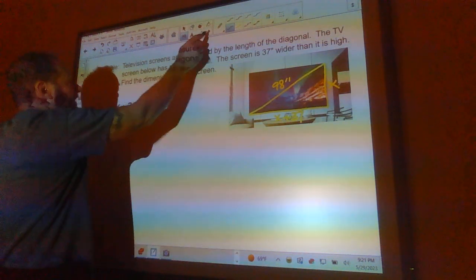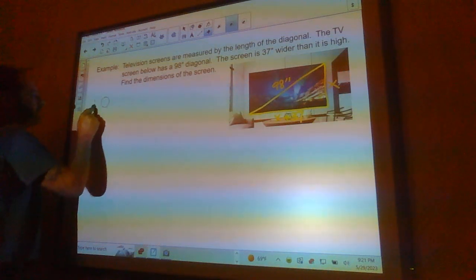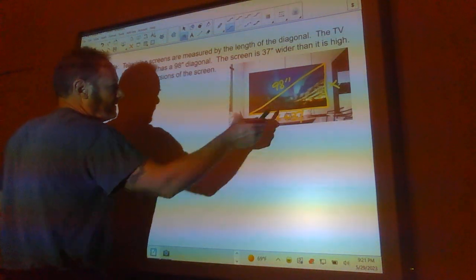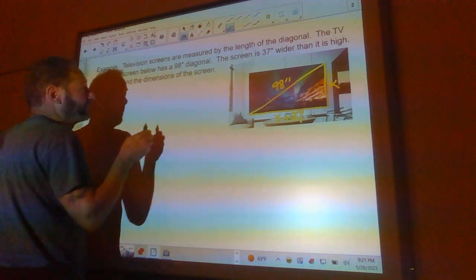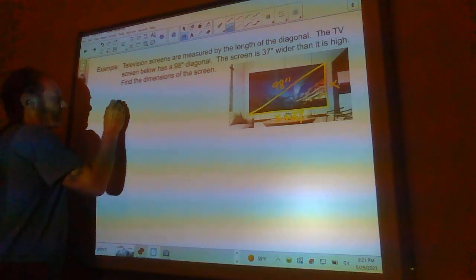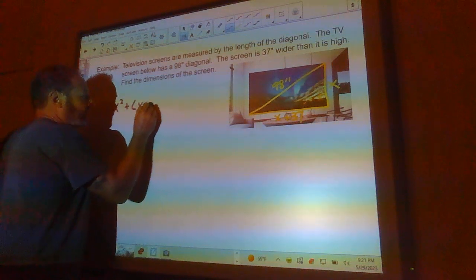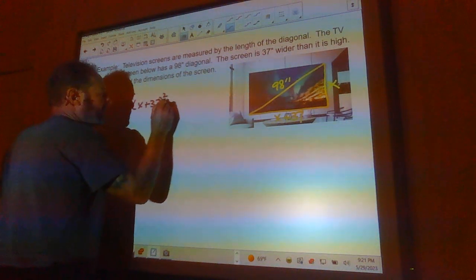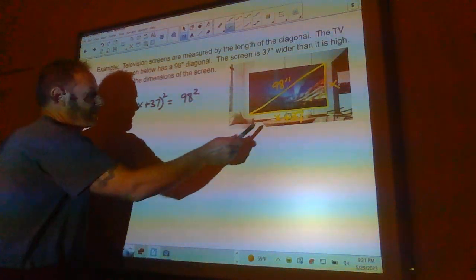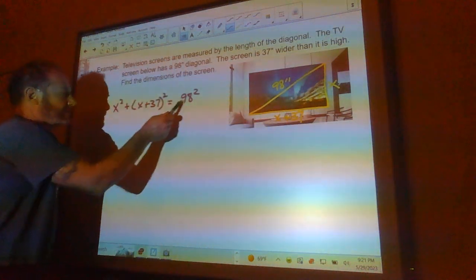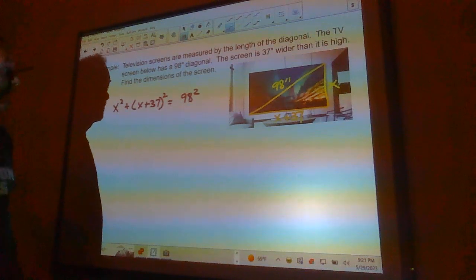I'm sorry, that's not right. Let's try it again. This is a Pythagorean theorem here. So I get x squared plus x plus 37 squared should equal the hypotenuse, which is 98 squared. So the first leg squared plus the second leg squared is the hypotenuse squared.